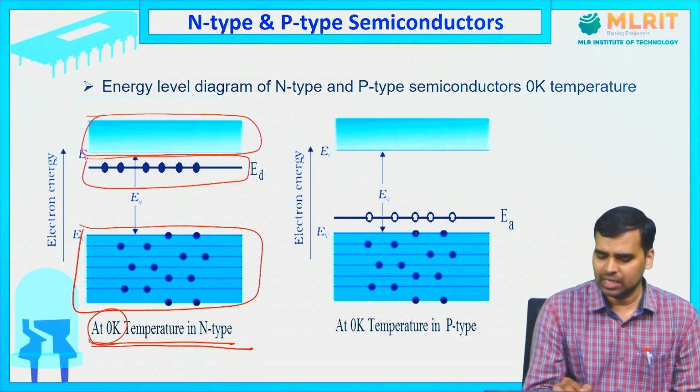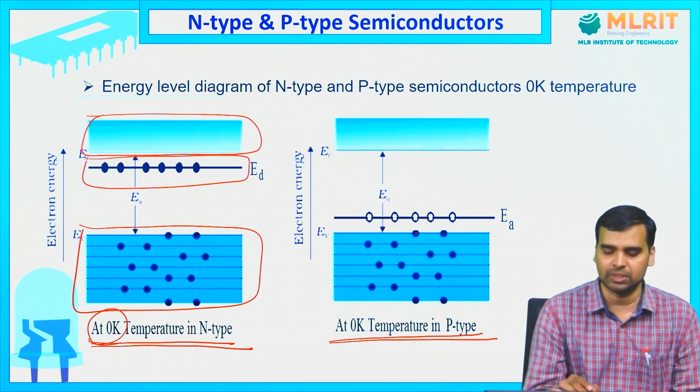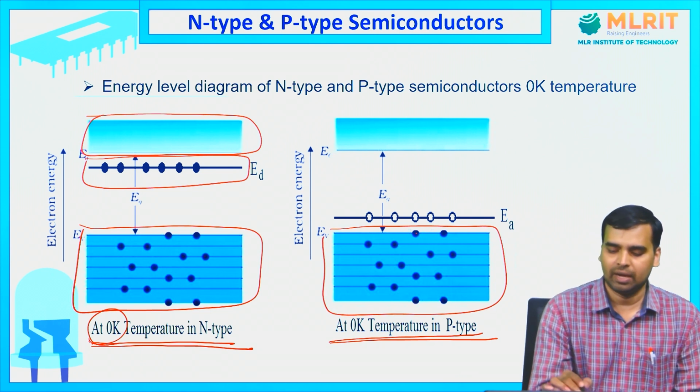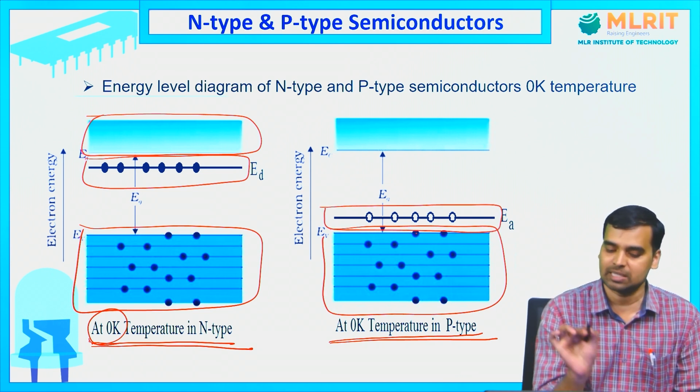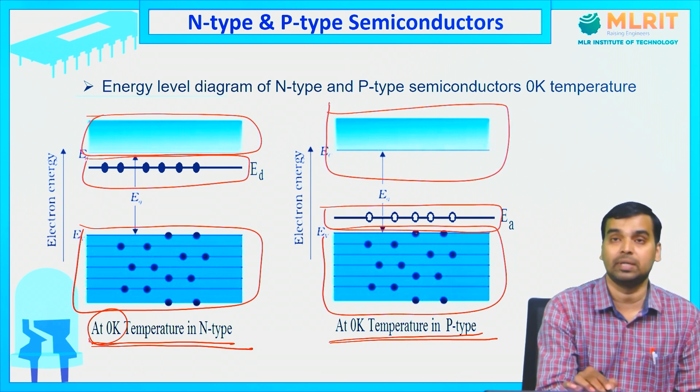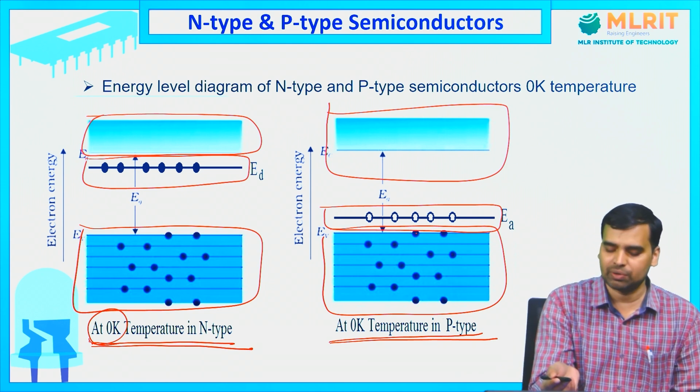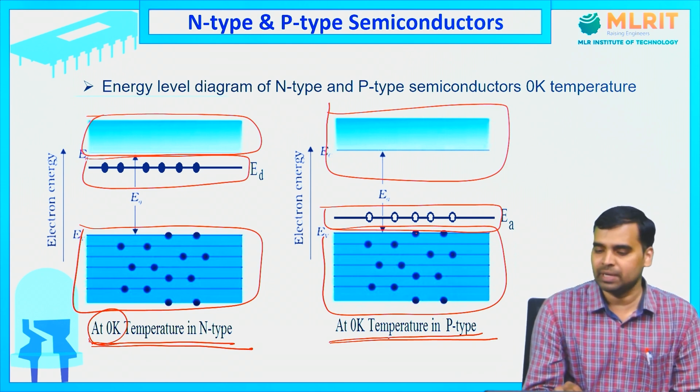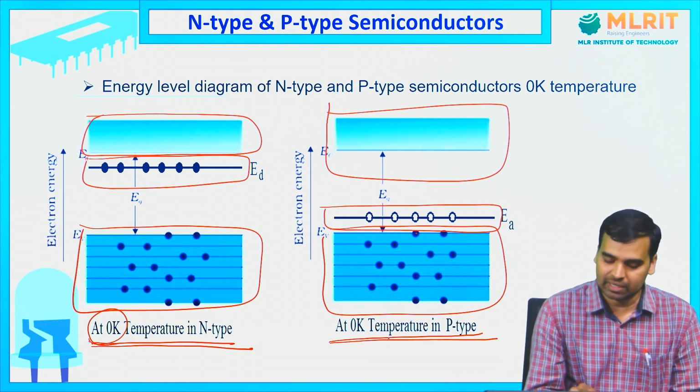In a similar way, in case of p-type semiconductor also, at T equal to 0 Kelvin temperature, valency band is completely filled and acceptor energy level is filled with acceptor electrons, conduction band is empty. So there wasn't any conduction electrons. Again, similarly, p-type semiconductor also behaves as insulator at T equal to 0 Kelvin temperature.